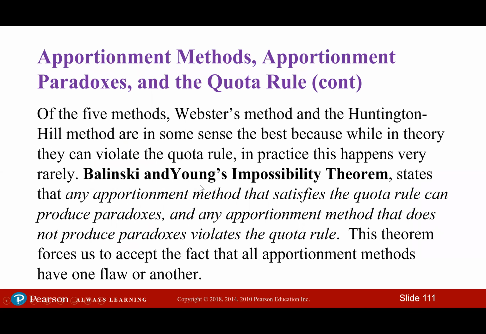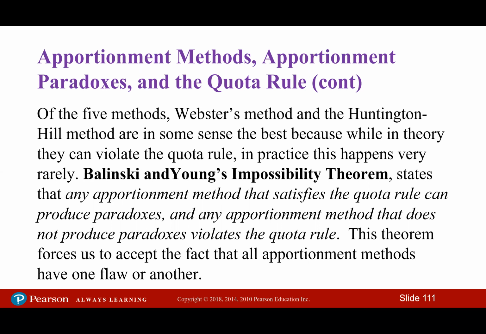All right, of the 5 methods, Webster's method and the Hamilton method are in some sense the best because, in theory, they violate the quota rule, but they hardly ever do it. And then there's a connection between the rules, which I think there are some questions on in the homework. Any apportionment method that satisfies the quota rule can produce paradoxes, and any apportionment method that does not produce paradoxes violates the quota rule. I'll let you think on that for a little while.